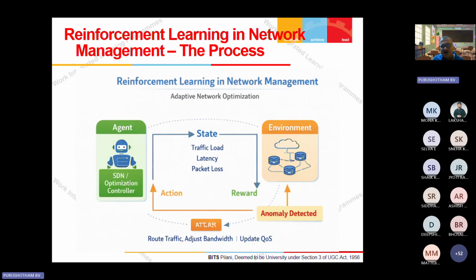So reinforcement learning is adaptive network optimization. There is an agent that can route traffic, adjust bandwidth, or update the quality of service. There is a state, action, and reward. State could be traffic load, latency, packet loss, etc., based on the environment, what type of network it is, whether a WAN, MAN, LAN, and so on. So anomalies are going to be detected out of this.